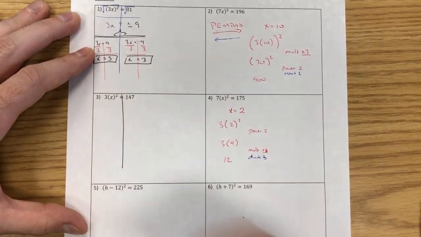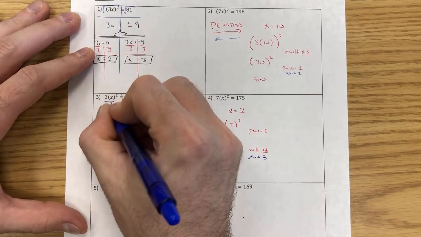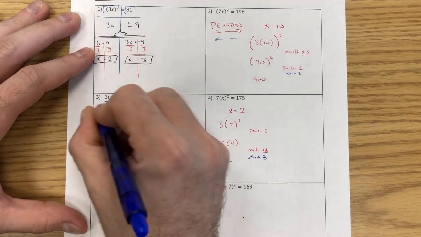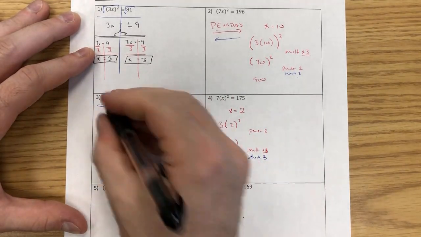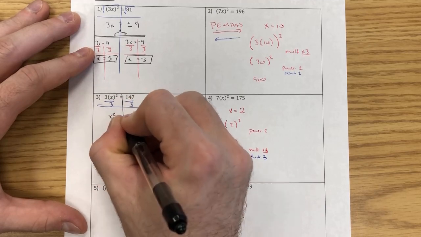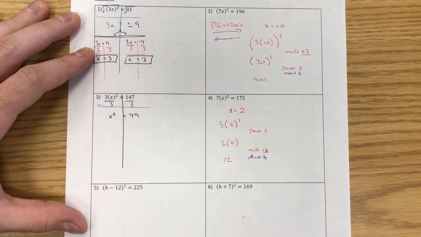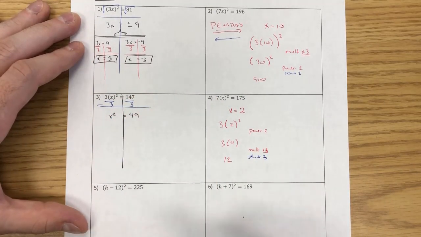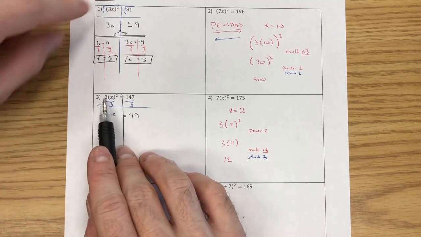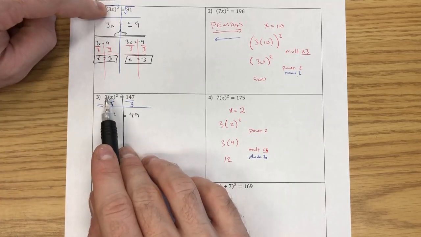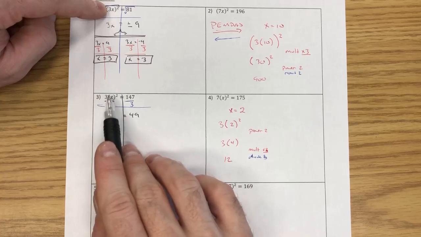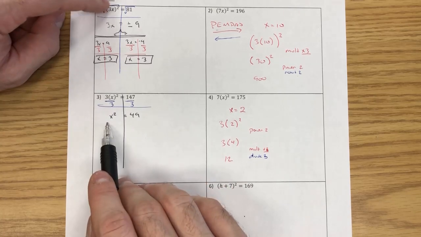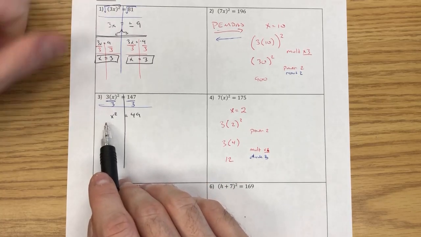Let's set up my bar. If I divide this side by 3 and divide this side by 3, I get an x squared equals 49. We also notice the difference between the 3 being on the outside of the parentheses and the 3 being on the inside of the parentheses. So the 3 is vulnerable right here for us to get rid of. Inside, that square power is protecting it.